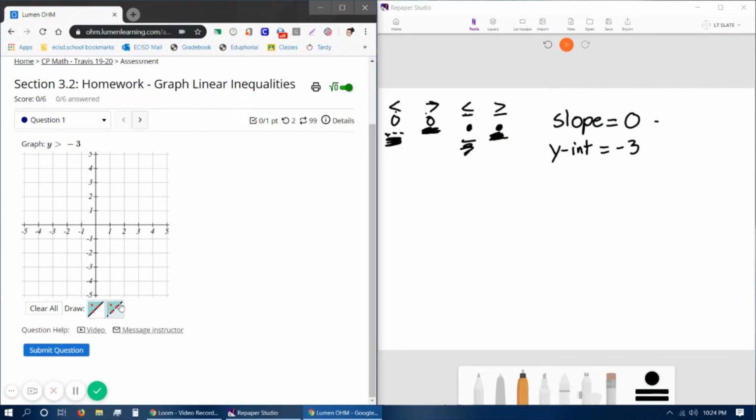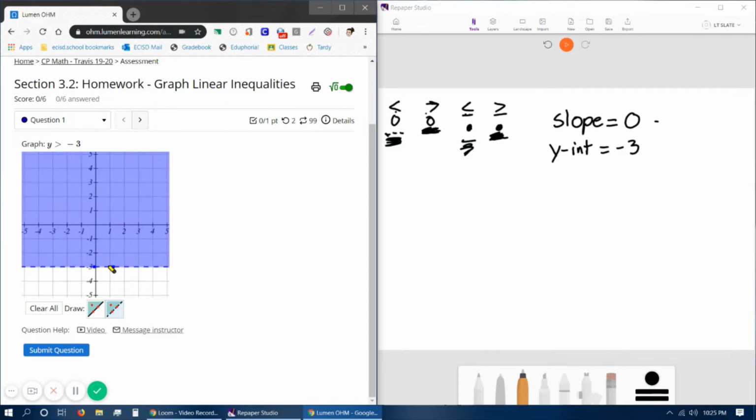I need to place 2 dots to graph the line. I'll place the first dot on the y-intercept at 0, -3. Then I can place my second dot anywhere else on that same horizontal grid line. I'll place my second dot at 1, -3.